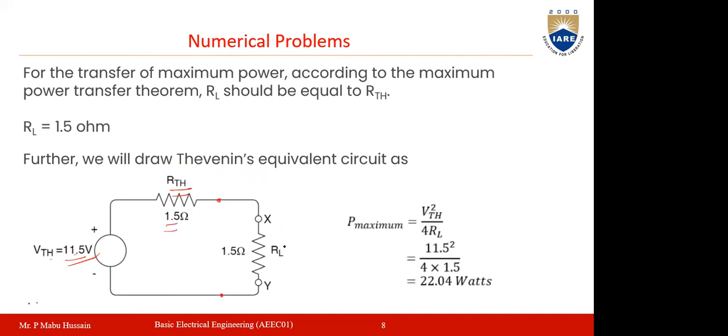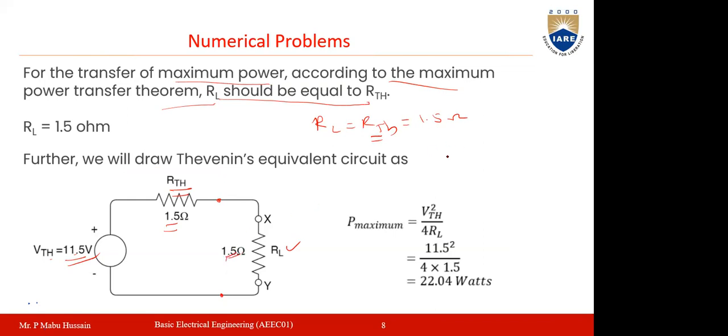After this, you have to connect the load resistance RL here. According to the maximum power transfer theorem, maximum power will be transferred to the load whenever the load resistance becomes equal to Thevenin's resistance. So RL is equal to RTH; in such a case only maximum power will be transferred. R Thevenin we already determined as 1.5 ohms, so RL is also 1.5 ohms.